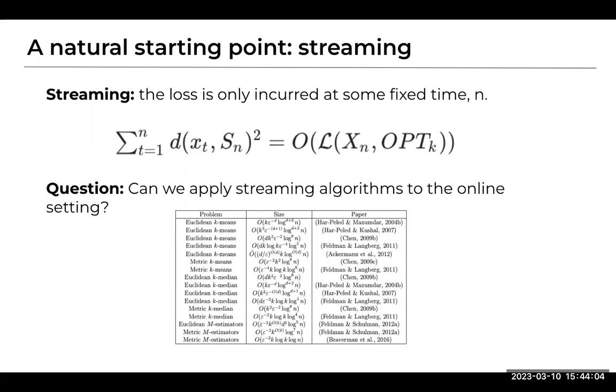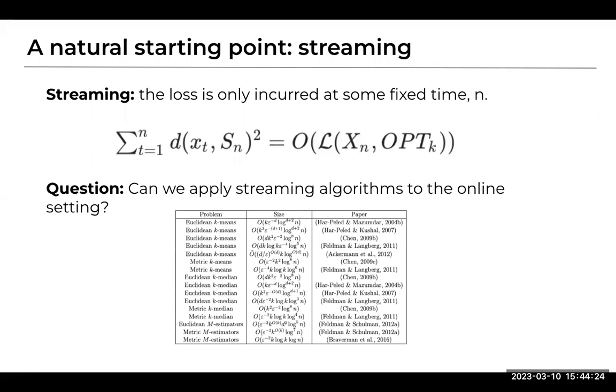People have gotten really, really good at this problem. So a really natural question is, what if we just took one of those streaming algorithms and applied it to the online setting, with the hope that, in the online setting, our goal is a little bit less ambitious because we have this lambda term that we want to be within. So perhaps a streaming algorithm would work well. And I don't actually have a definitive answer.